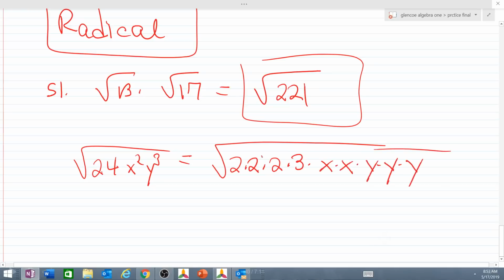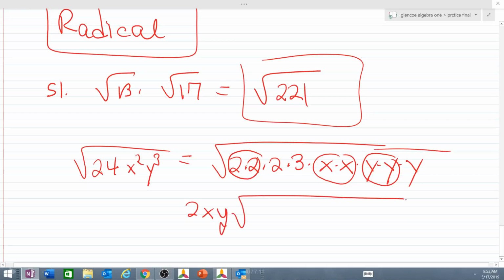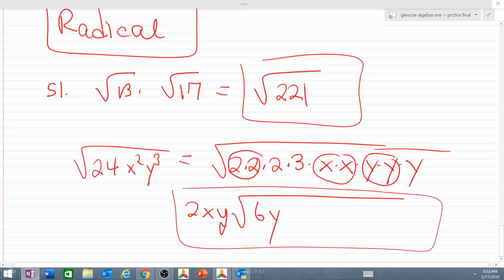Are you with me? So we have a pair of 2's, a pair of x's, and a pair of y's. So 1, 2, 1 x, and 1 y come out of jail, and my final answer under the radical would be 6y. Are y'all with me? So that's what you're going to do on 52.